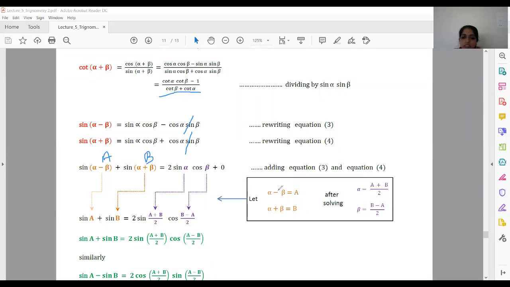By adding these two equations, I have 2 alpha is equal to A plus B. It means alpha is equal to A plus B by 2, right? Similarly, by subtracting these two equations, I have beta is equal to B minus A by 2.